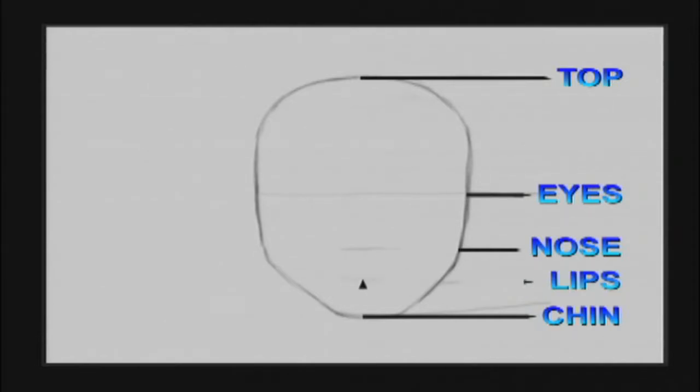Believe it or not, the eyes go directly in the middle of the face. Next, draw a line right between the eye line and the chin line. That's the nose line. Then, draw a line halfway between the nose line and the chin line, and you've got the lip line. Look at the space between the eyes and the nose line. That's where the ears go. Is that cool or what?